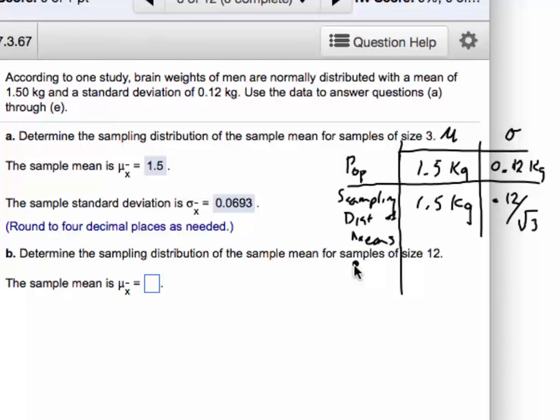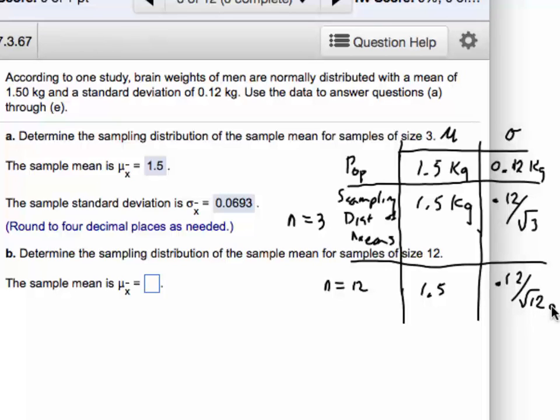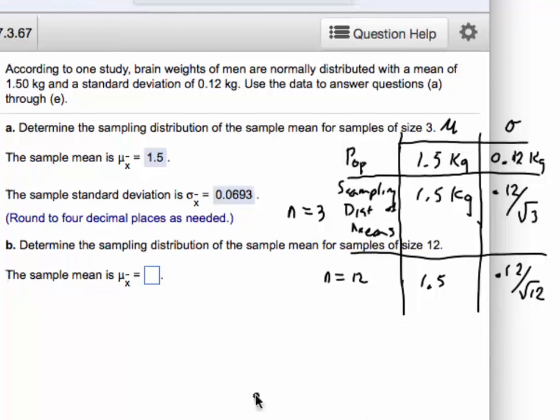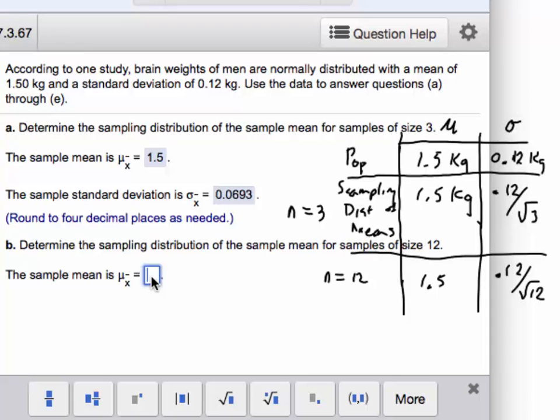So this one was for n equals 3. And now they want another one for n equals 12. What's the mean of the means going to be? 1.5. What's the standard deviation going to be? 0.12. Right. 4 decimal places. Oh no, so we got the 1.5 again.